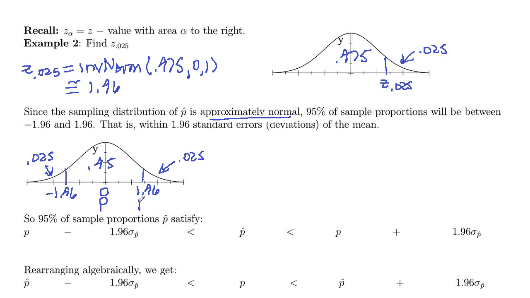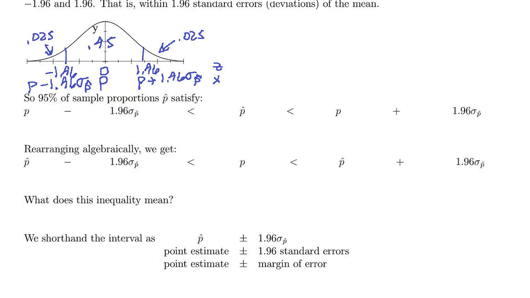Right, this is going to be p plus 1.96 times the standard deviation of that p hat distribution. These are z-scores, these are x values, and then p minus 1.96 standard deviations. Well, if you rearrange this thing algebraically, that is equivalent to p, the population proportion, is between p hat plus 1.96 standard deviations and p hat minus 1.96 standard deviations.